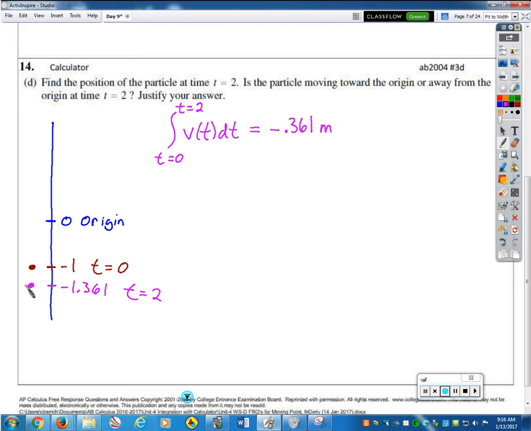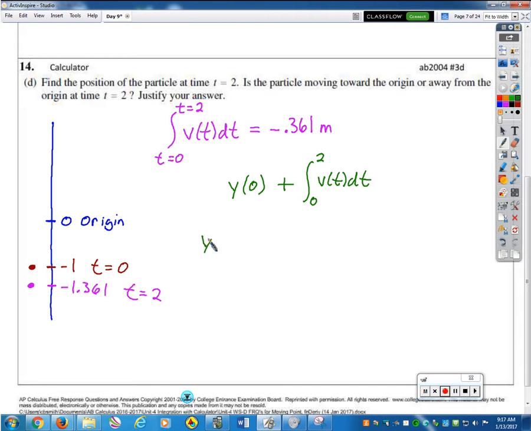Mm-hmm. It's exactly what you did. It's perfect, Sarah. Okay. So what you said was this. The position of the particle at 0, we know that to be 1. All we have to do is figure out by what amount that position is going to be different. So when we do the integral from 0 to 2 of the velocity, it all works out perfectly.